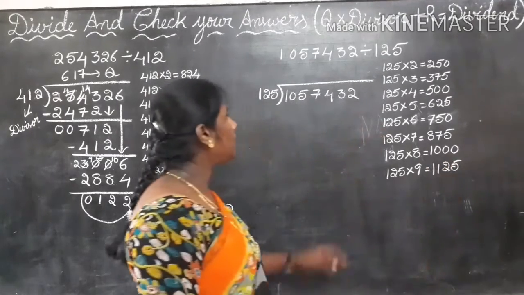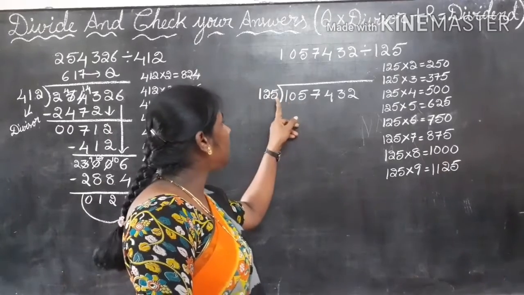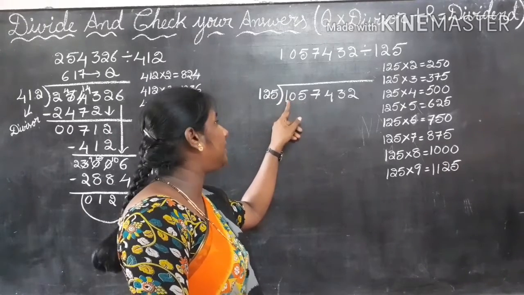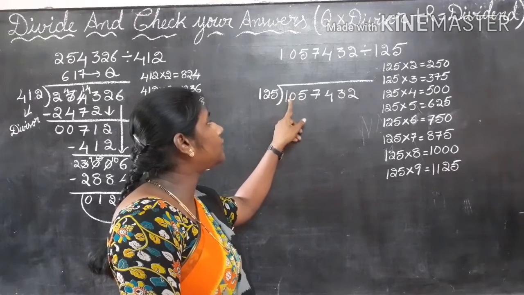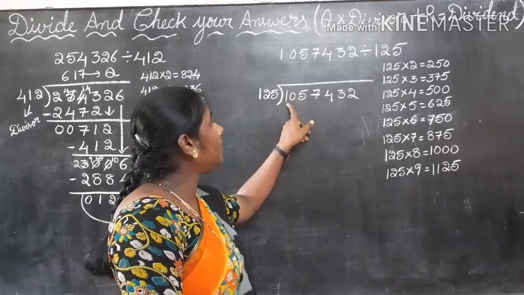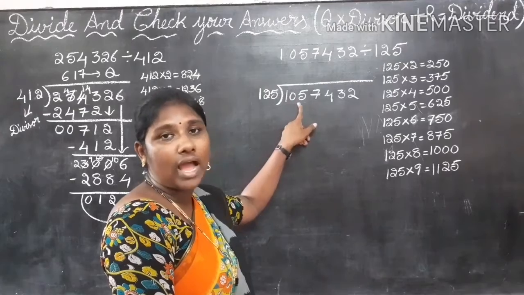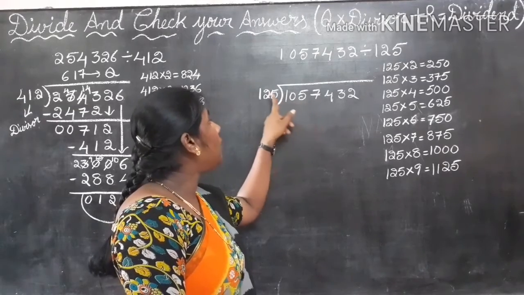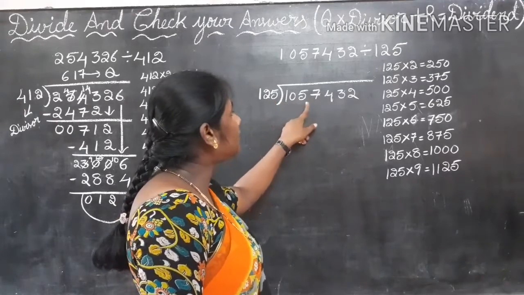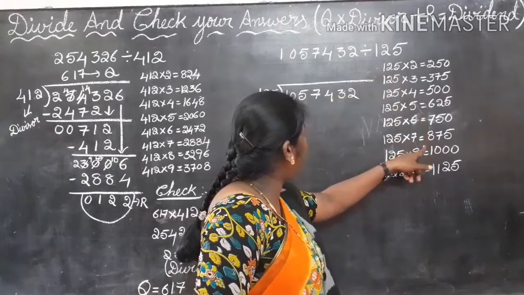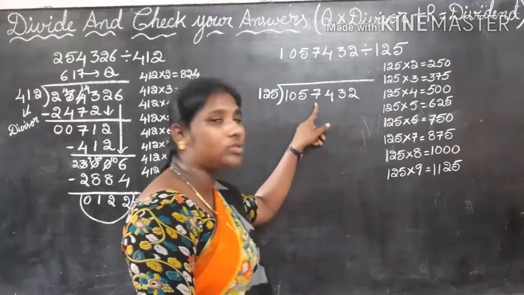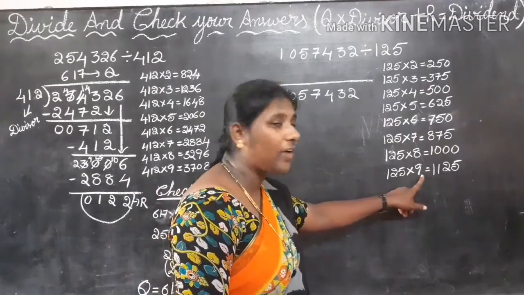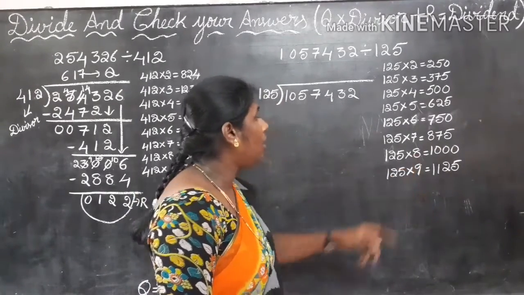125 nines are 1125. So here the first number 1 is less than 125. So next number 10. 10 is also less than 125. Next 105. This 105 is also less than 125. So 1057, 4 digits we have to take here. It is more than 125. So where will 1057 be? Yes, 1125 is more than 1057. That is 125 nines. So we have to take the table before.